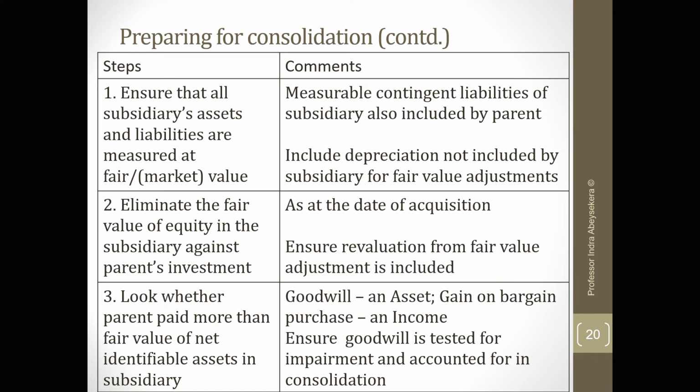There's also a possibility that the parent pays less money than the identifiable net assets. If that happens, then there's a gain on the purchase or gain on bargain purchase, and that gain on bargain purchase is an income that must be recognized on group financial statements immediately at the time the acquisition occurred.